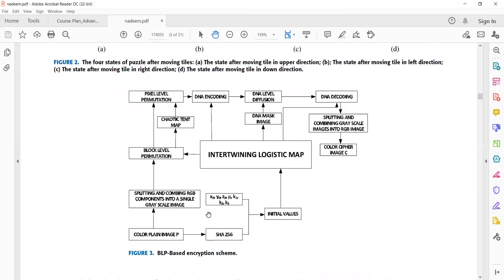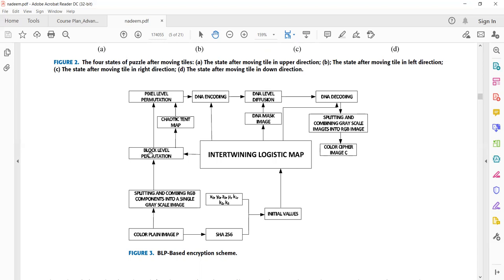This is the BLP based encryption scheme. As you can see, the task kick starts from here. Color plane image P. We have split the three channels of red, green, and blue into their constituent components. Apart from that, we have used the SHA-256 hash function. This is the secret key. These are plugged into the initial values, and these initial values are fed to the intertwining logistic map, which is sparked to give the three streams of random numbers.